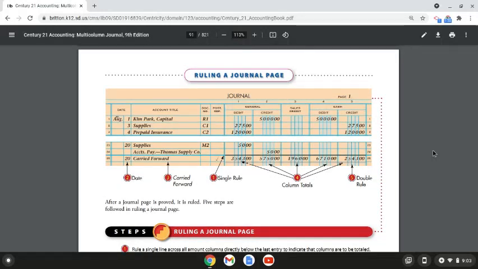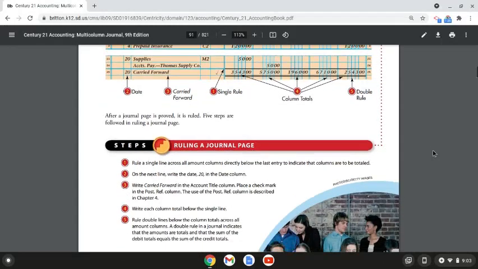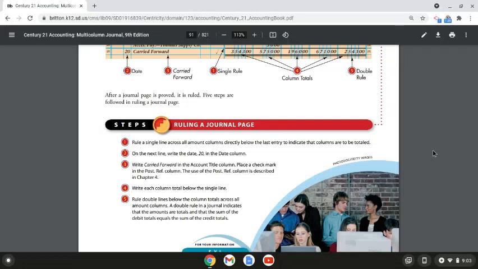Okay, next we'll be talking about ruling a journal page. After a journal is proved, it is ruled. And 5 steps are followed in ruling a journal page. The first step is we rule a single line across all amount columns directly below the last entry to indicate that columns are to be totaled. Then, on the next line, we write in the date, which is the 20th, in the date column. Next, we write carried forward in the account title column, and we place a check mark in the post-reference column. And the use of the post-reference column is described in Chapter 4, which will be the next chapter that we'll be learning about.